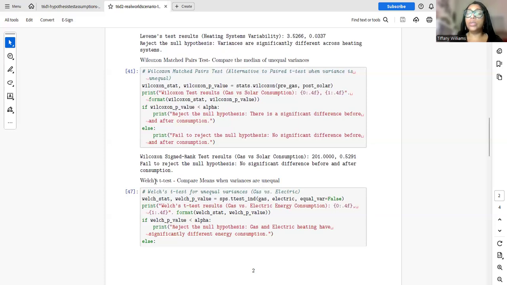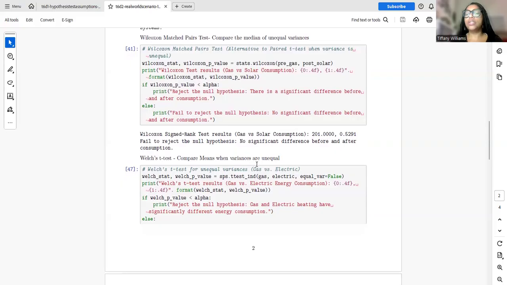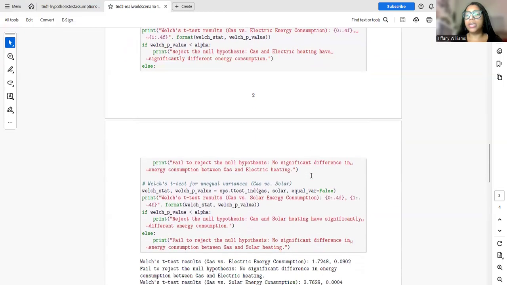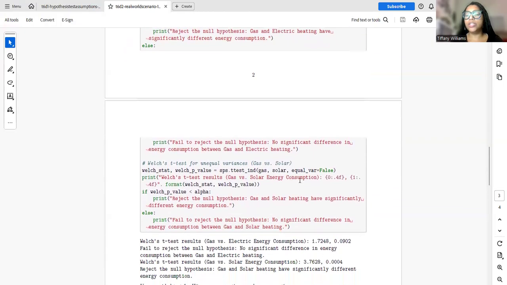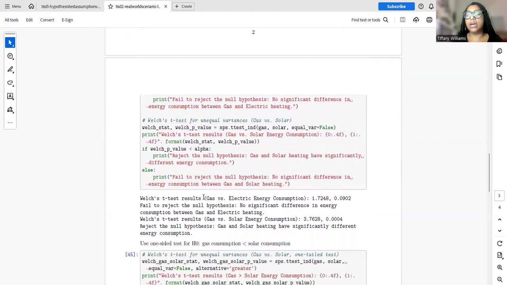Next, we'll look at comparing the means. And again, we use the Welch's t-test rather than just a regular t-test because the variances are unequal. So the first two that we will compare is gas versus electric. And then the next one that we'll compare is gas versus solar. As you can see, equal variances is false because again, we have unequal variances. So as we test the comparison of mean of gas and electric, we get a p-value of 0.09, which is higher than our significance level.